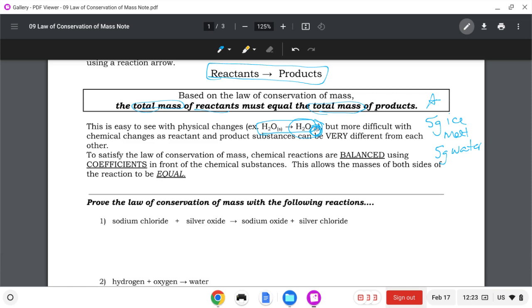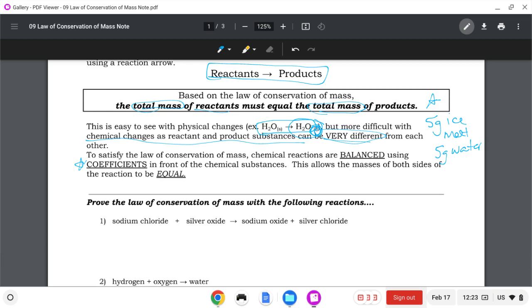When we do chemical changes, where we have reactants and products that look very different from each other, sometimes it's harder to notice the law of conservation of mass. But either way, it is true, and you should not be losing or gaining masses of atoms as you move through these changes. So in order to satisfy the law of conservation of mass, chemical reactions are balanced using coefficients, very important, in front of the chemical substances. This allows the masses of both sides of the reaction to be equal.